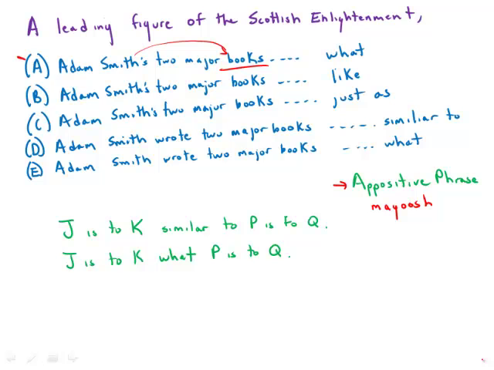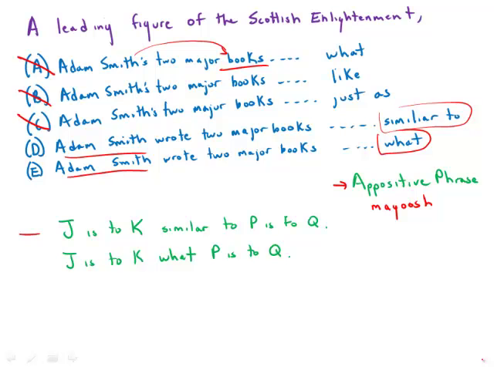So right away, A, B, and C are out. A, B, and C are guilty of having what's called a dangling modifier. So then D and E are almost identical. So Adam Smith wrote, so Adam Smith is now the subject, properly following the appositive phrase. And the only difference really is just the way it ends here, "similar to" or "what."